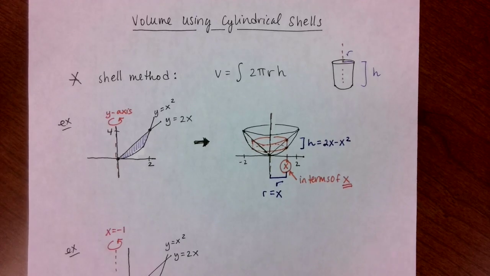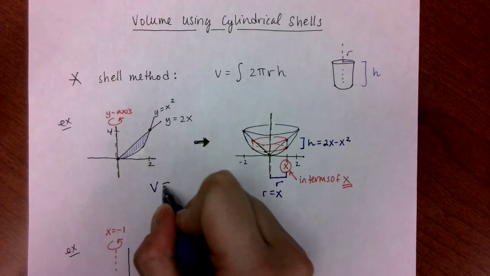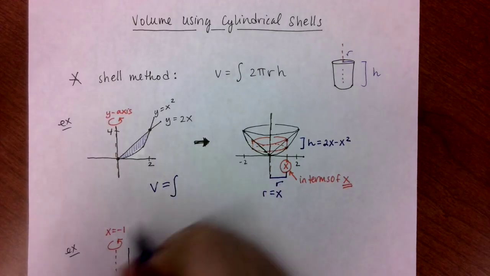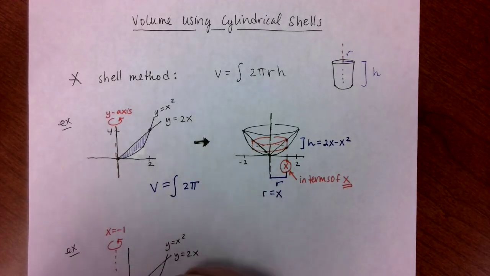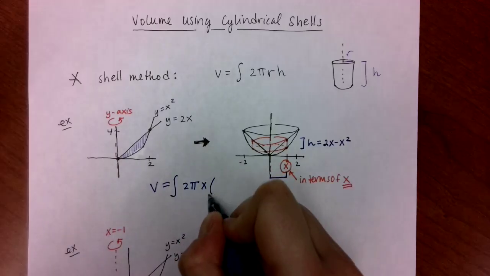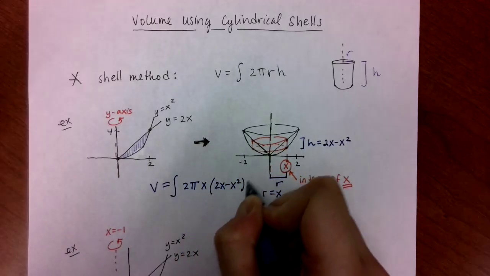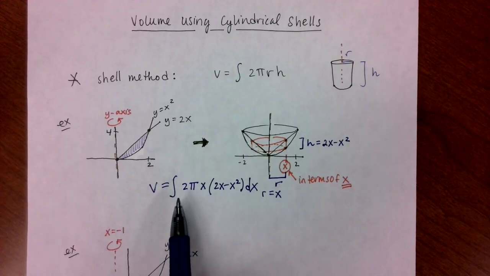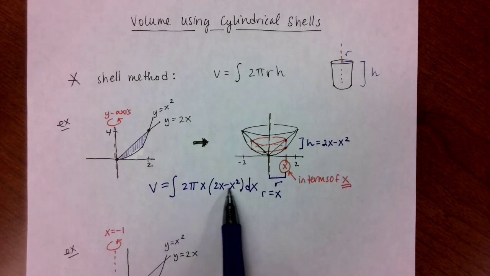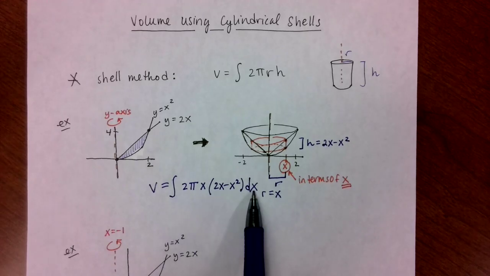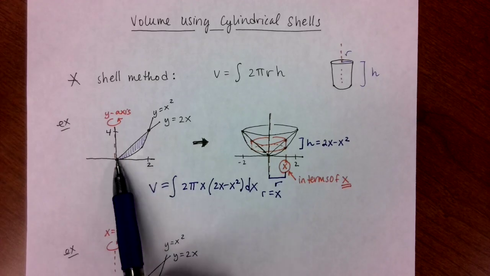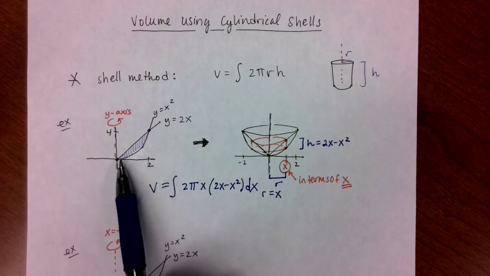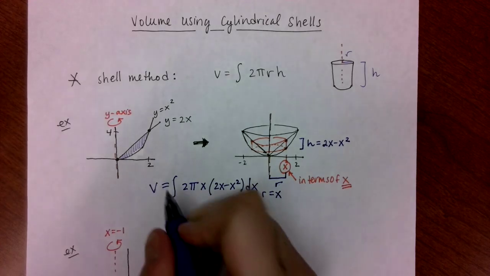All right, now that we have those choices, we can set up our volume integral, 2 pi r h. So 2 pi r, and then h was 2x minus x squared dx. All right, and then the last piece of the puzzle here will be to put the bounds of integration. We know that they have to be x values because this is an integral all in terms of x. So the default is to just use the x values of the starter region, which are 0 to 2. They are going to be 0 to 2.